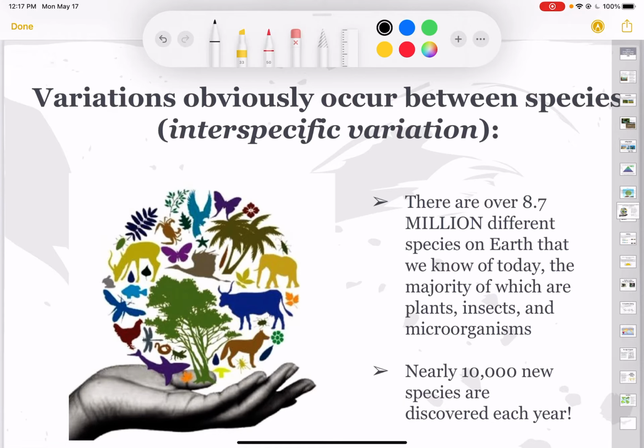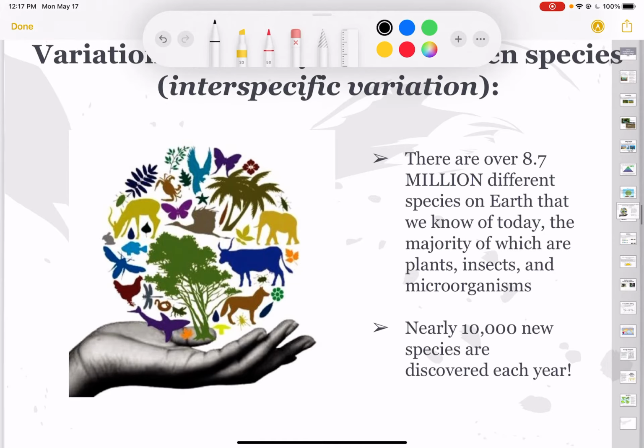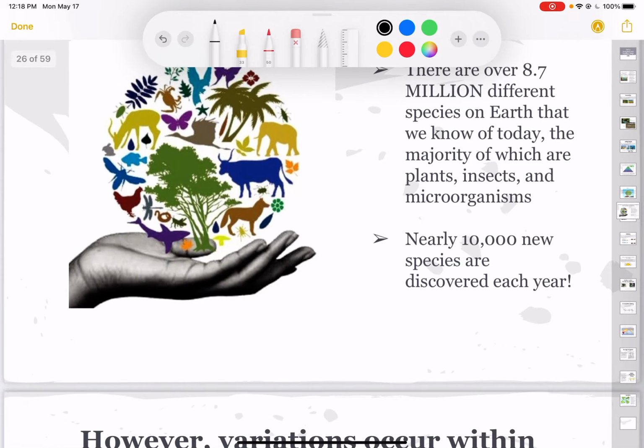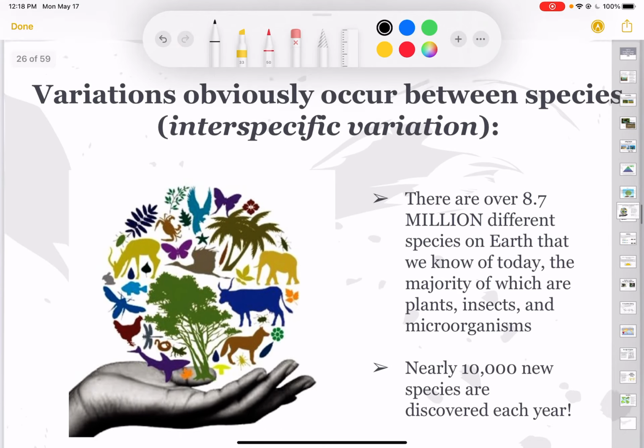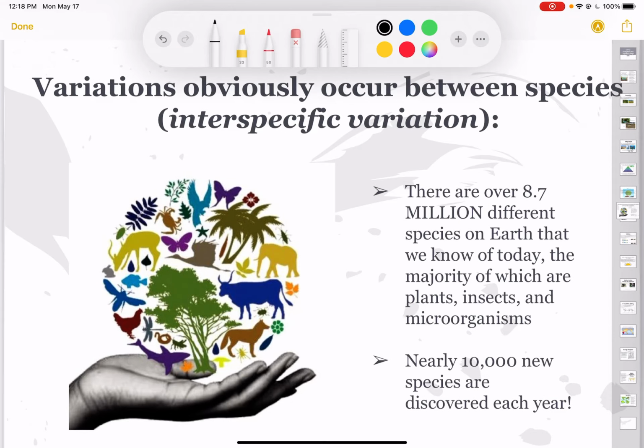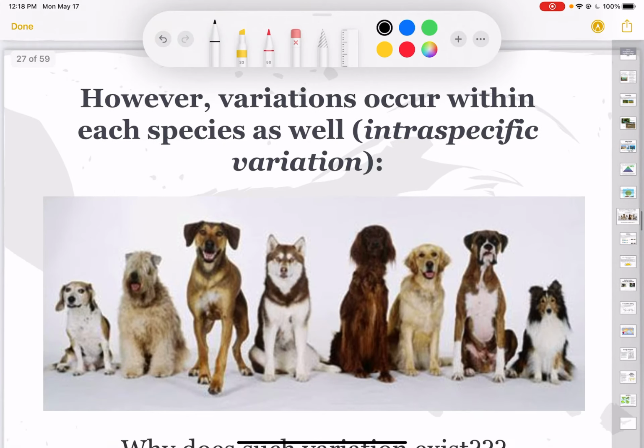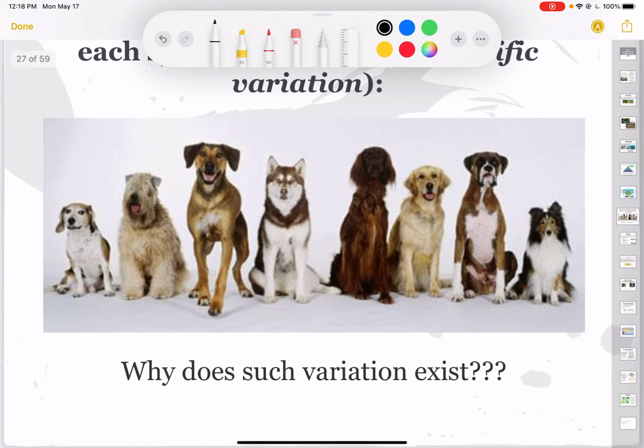Variations obviously occur between species. So there's over 8.7 million different species on Earth that we know of today, and the majority of which are plants, insects, and microorganisms. Nearly 10,000 new species are discovered each year. So lots of differences within or between different species. But like what I was saying, there's lots of variations that occur within each species as well, and that's intra-specific variation. So this is all the same species. These are all dogs, but they all have way different looks and lots of different variations, basically.